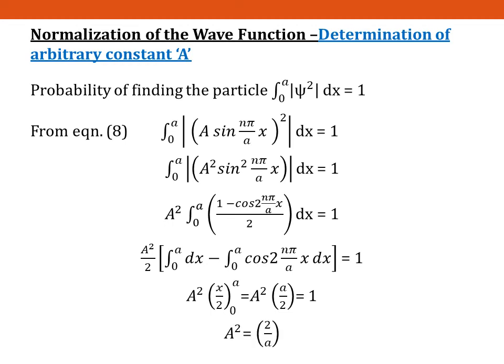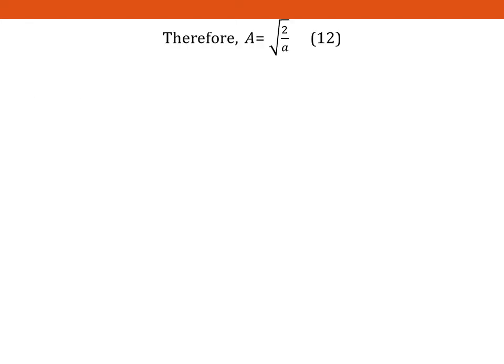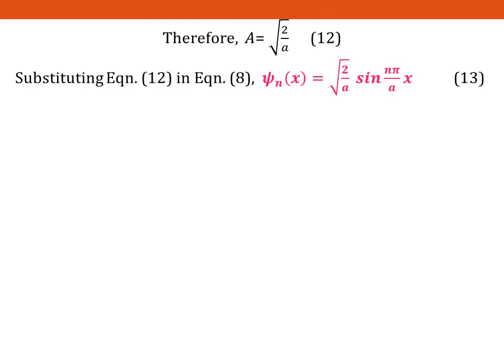Cross multiplying, we have A square to be equal to 2 by a. Taking the square root of A square, we have A to be equal to square root 2 by a, which we represent as equation 12. Substituting this equation 12 in equation 8, which is the wave function psi of x, we have the eigenfunction or the wave function for the particle in a one-dimensional box to be square root 2 by a sine n pi by a x, which we represent as equation 13.